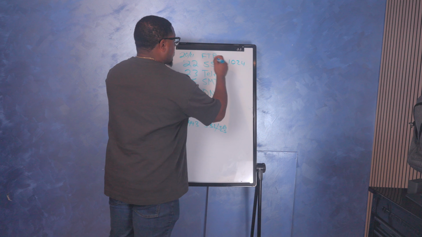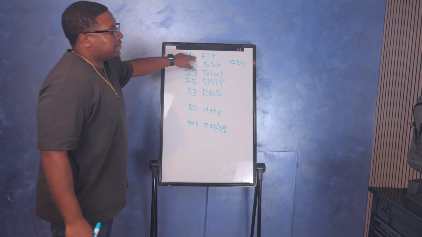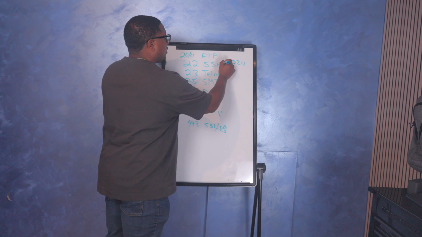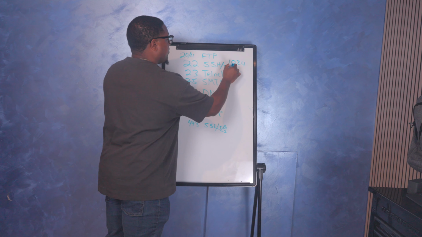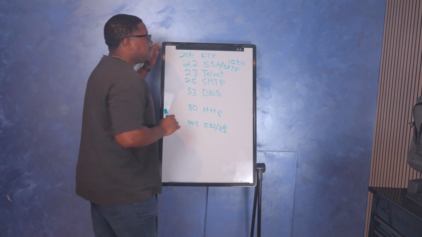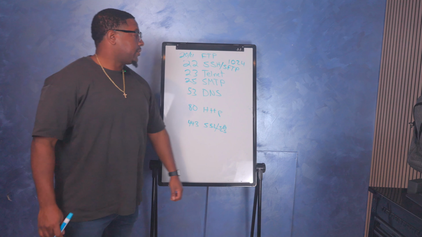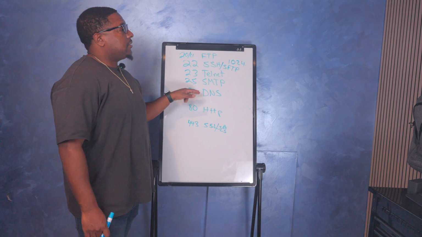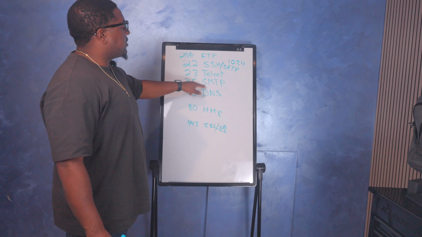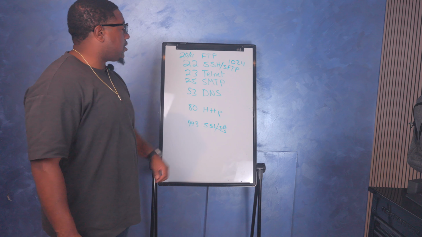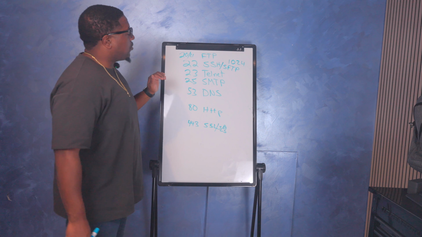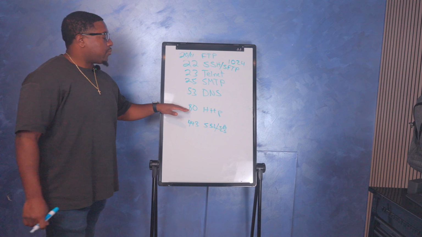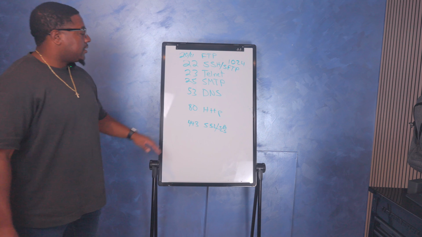And then also the secure version of File Transfer Protocol will use port 22 as well, and it's called SFTP, Secure File Transfer Protocol. Telnet is out in the open. This is SMTP, Simple Mail Transfer Protocol. That's port 25. We have 53 for DNS, port 80 for HTTP, and then we have 443.